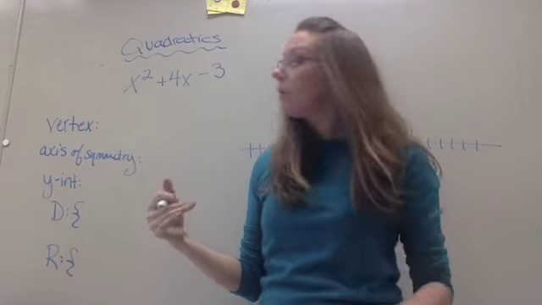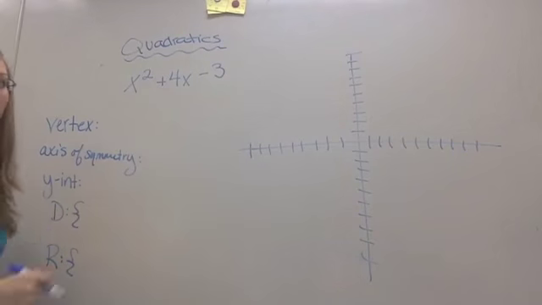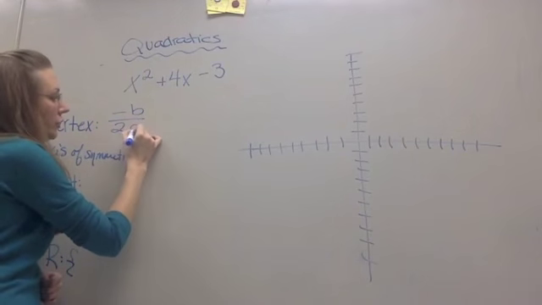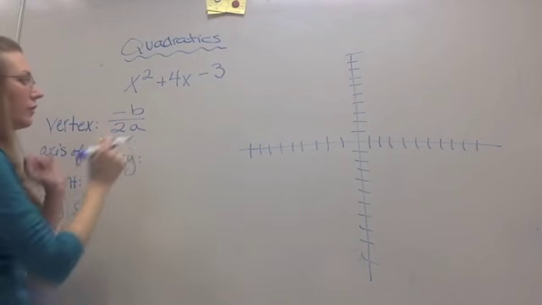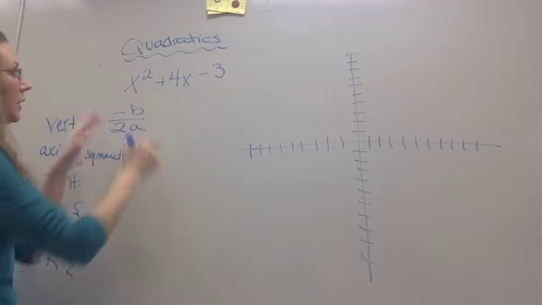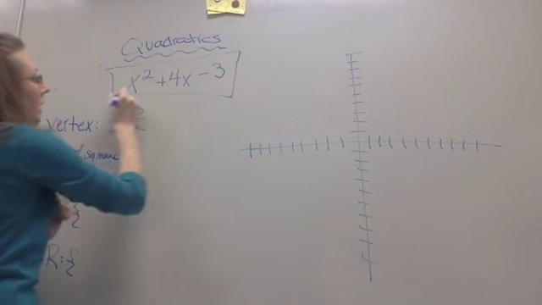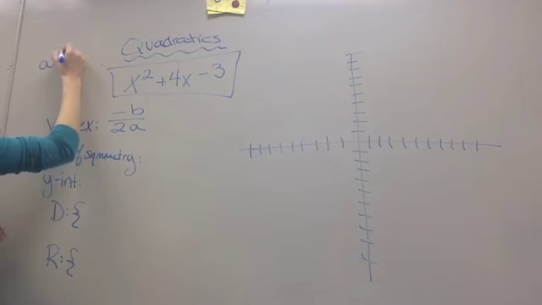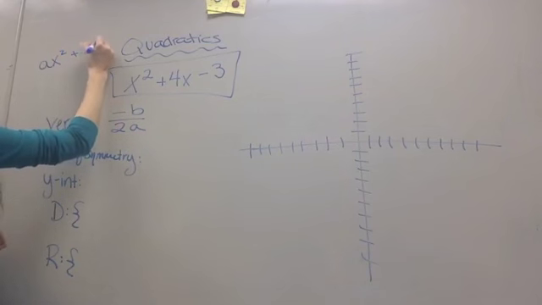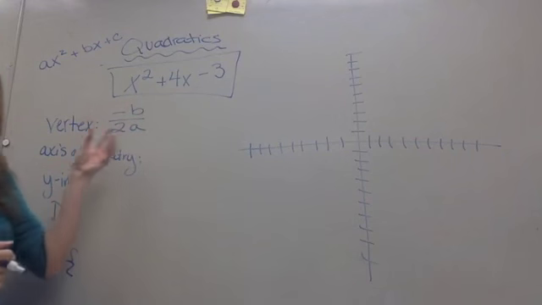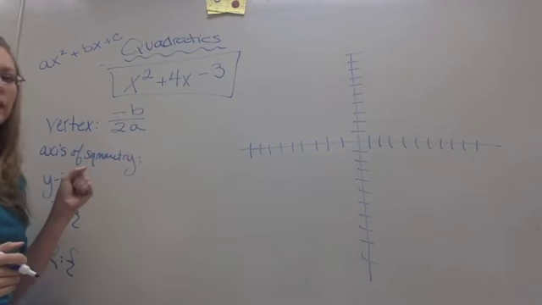Now, this is something you're probably going to want to remember. The vertex can always be found by doing negative b over 2a. This is the formula for the vertex of any quadratic that you'll ever have to find. So if we look at this equation right here, remembering that all quadratics are in the form ax squared plus bx plus c, we can take out these pieces, plug them in, and get the x value of our vertex.